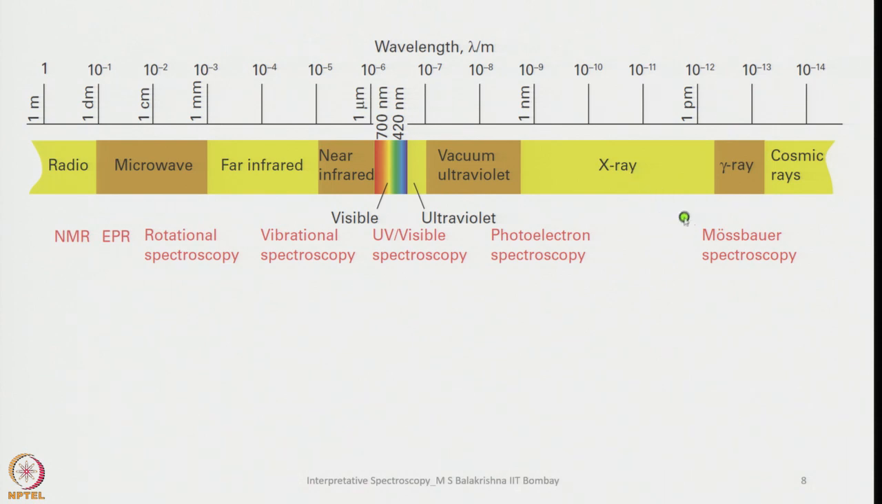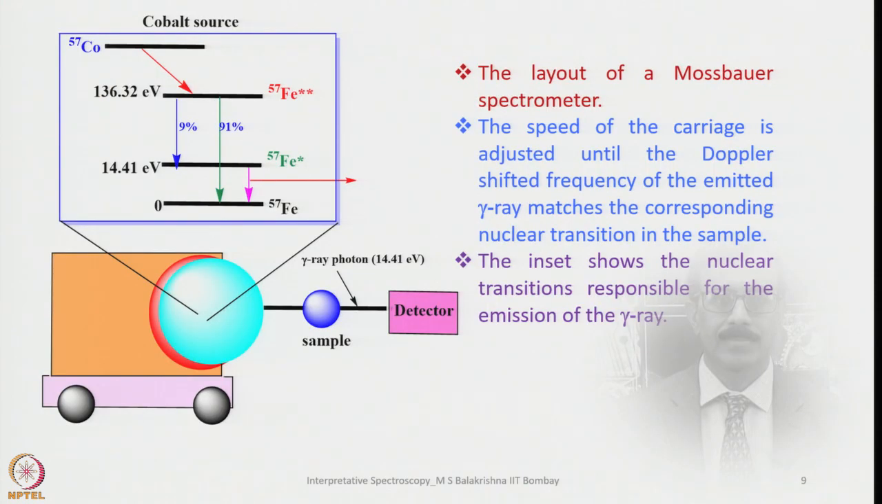And then, of course, this shows the region of electromagnetic radiation that is used in Mössbauer spectroscopy. We use gamma rays. This is a typical layout of a Mössbauer spectrometer. Here the cobalt source is there, as I mentioned, 57Co is considered and it is put into steel. The speed of the carriage is adjusted until the Doppler shifted frequency of the emitted gamma ray matches the corresponding nuclear transition in the sample. The inset shows the nuclear transition responsible for the emission of the gamma ray. Then it comes to the sample and goes to the detector.